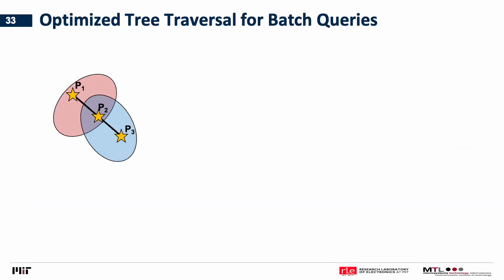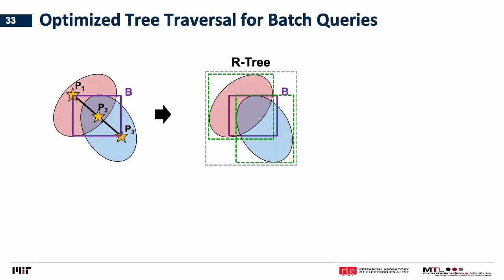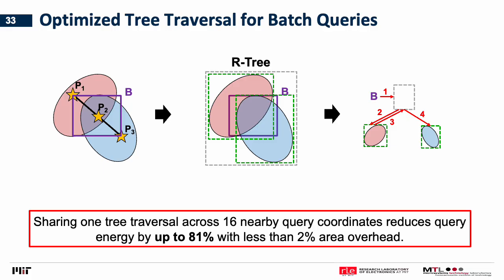To eliminate redundant memory accesses to the similar set of red and blue Gaussians, we can use a purple bounding box B across all 3 coordinates to retrieve both Gaussians in a single tree traversal. Then, these Gaussians are reused across all 3 coordinates, and so the resulting path length is reduced by half. When performing a single R-tree traversal across 16 nearby query coordinates, the query energy reduces by up to 81% with less than 2% area overhead.